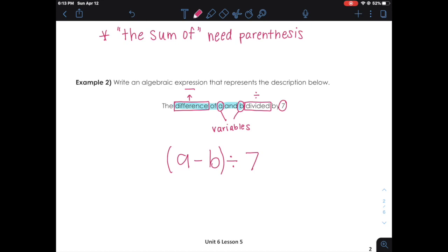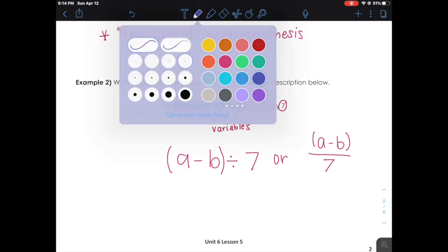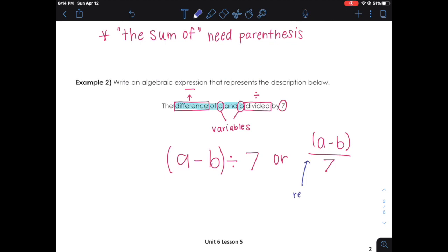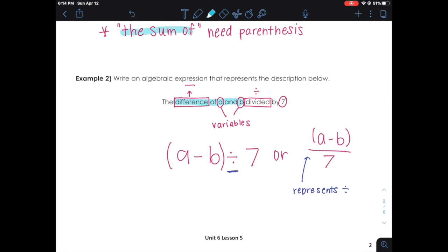I did want to add, there's also another way of writing this expression. You can write it like A minus B in parentheses over 7. And the reason that we can do that is because I've told you before, our fraction bar represents division. So it's the same thing as this, except I'm putting it in a fraction form. So just like when we had the sum of, if you see the difference of, that's also a sign that you're going to need parentheses.